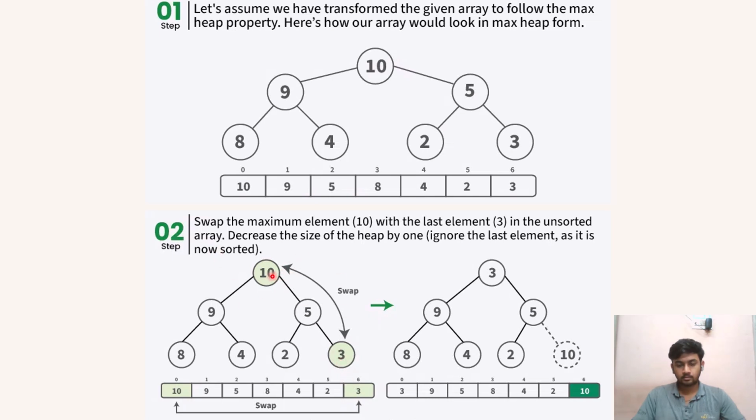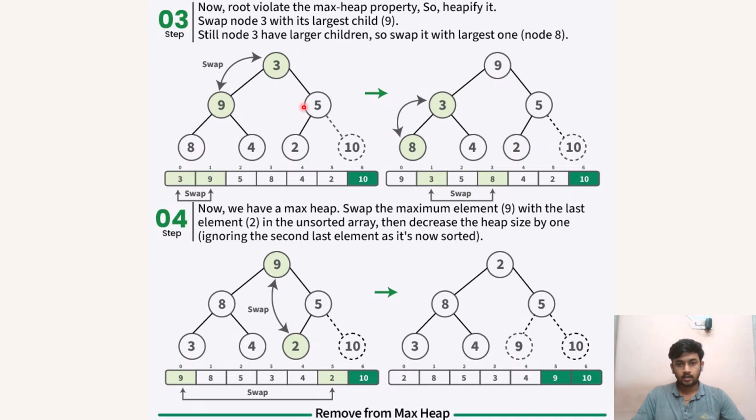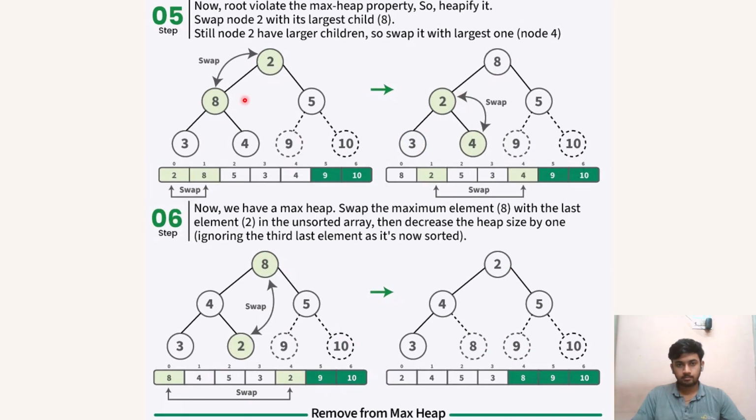So bring 3 to the root and delete 10 from the tree. In this way, we swap 10 and 3. 10 goes out of the tree and then heapify the tree. So 3 is less than 9, so 3 and 9 get swapped. And next, 3 and 8, 3 is less than 8, so 3 and 8 get swapped. After that, swap 9 and 2, bring 9 out of the tree. After that, once again heapify, continue the step.